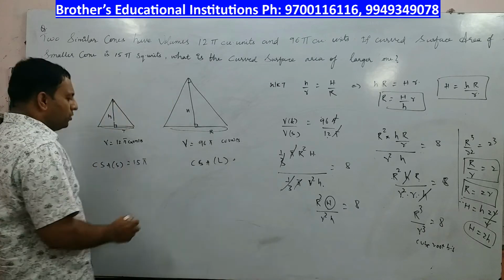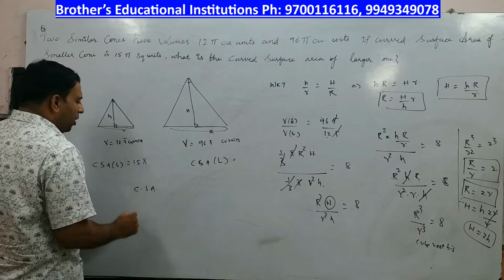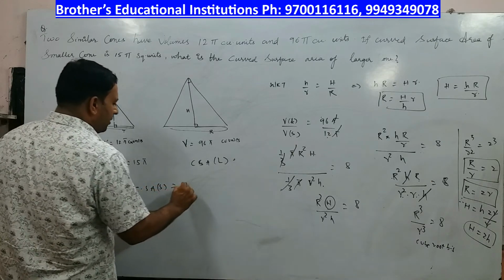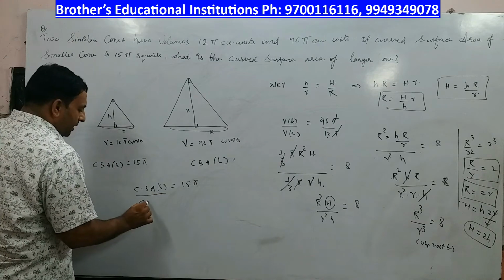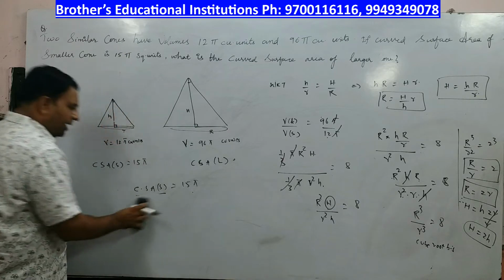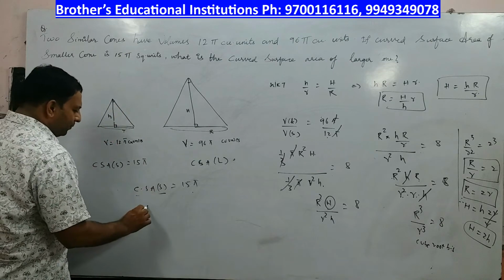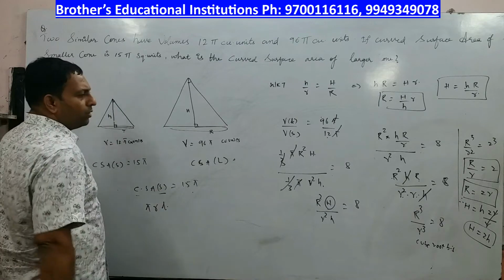So what am I going to do? I will say the curved surface area of the smaller cone is given by the formula 15 pi. Now the curved surface area of the larger cone we are supposed to find. Let me handle that later. What is the curved surface area formula? Pi r l.